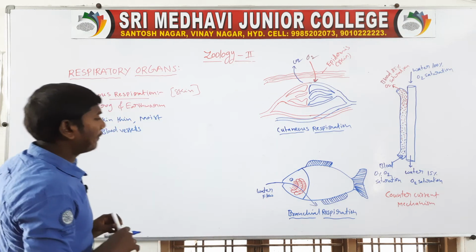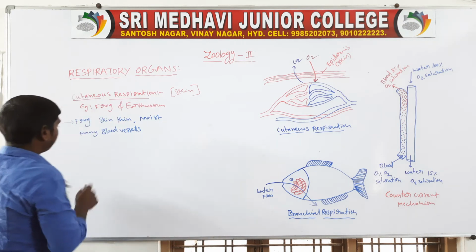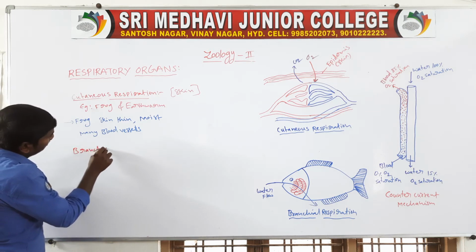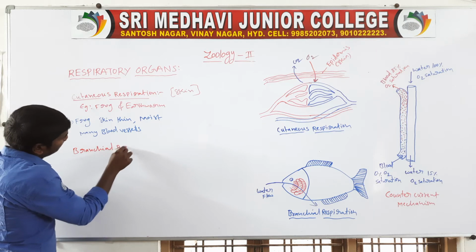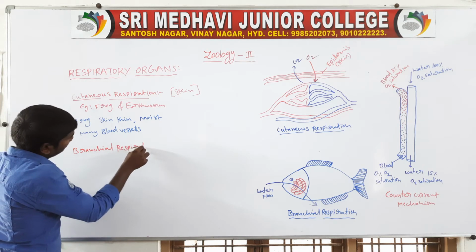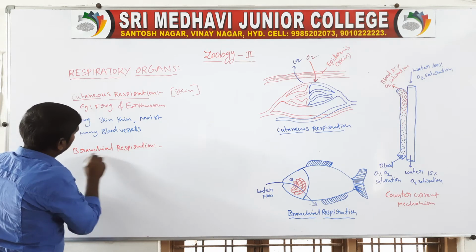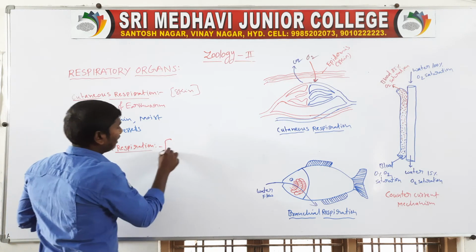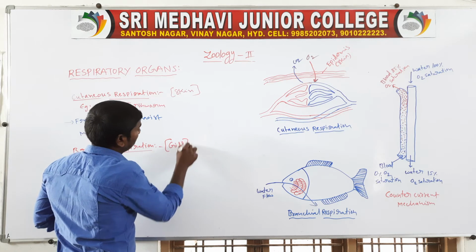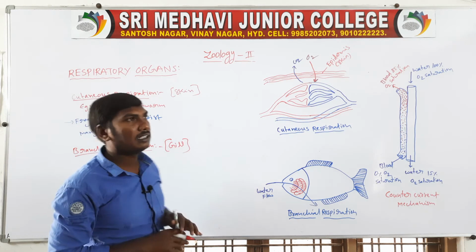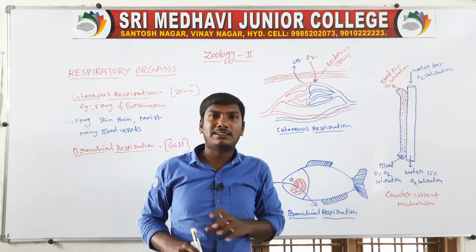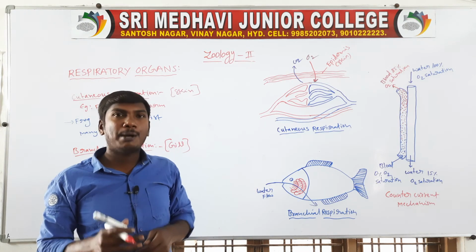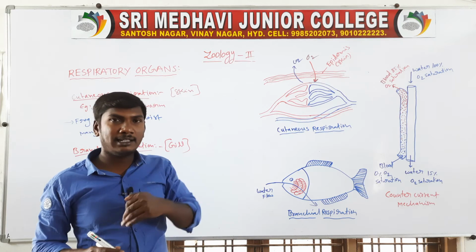Next, the second one, bronchial respiration. Bronchial respiration means gill respiration. Bronchial respiration, gill respiration. Example, the fishes. Fish respiration is bronchial respiration or gill respiration.